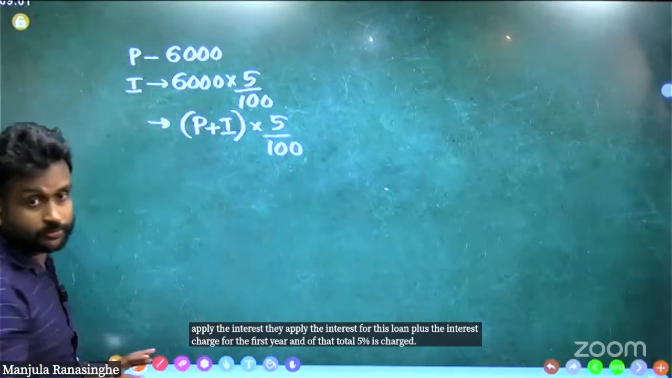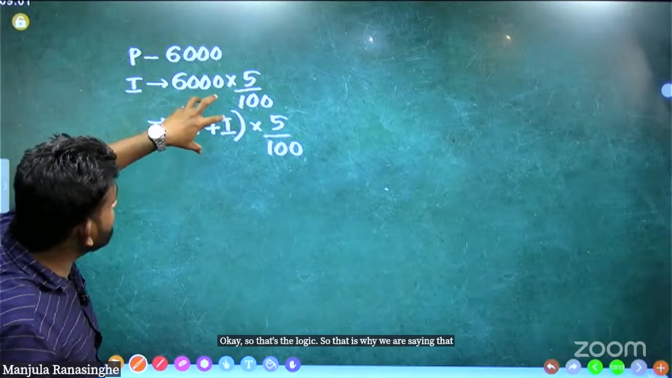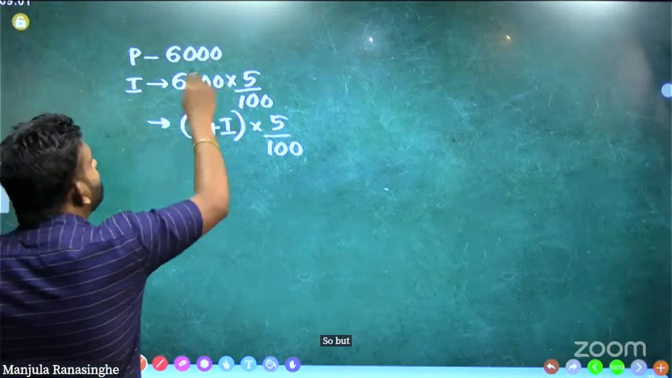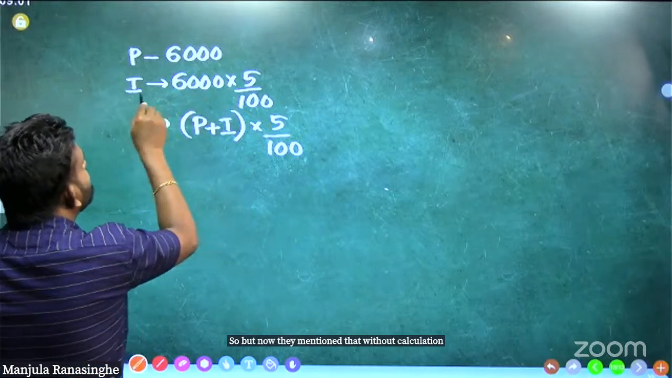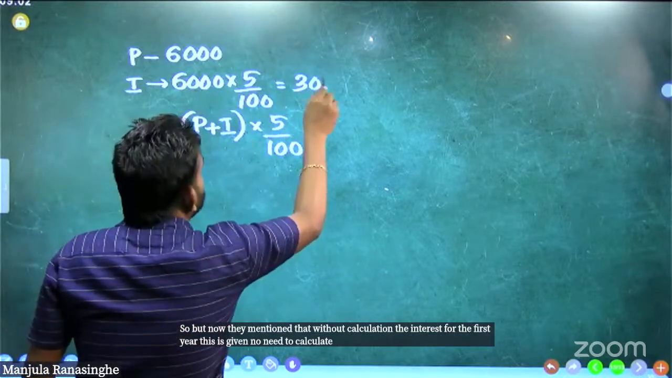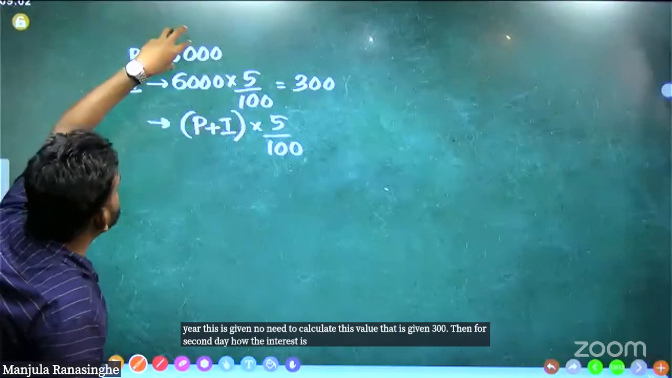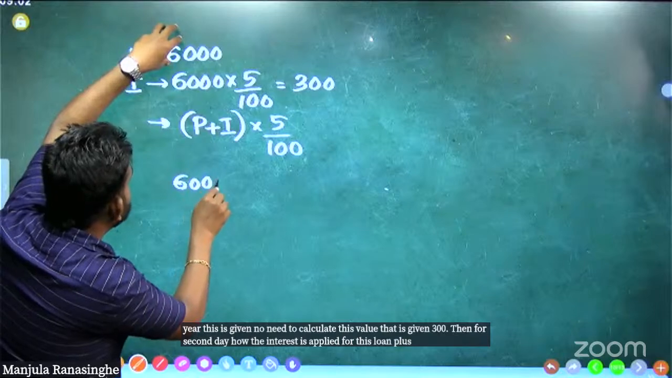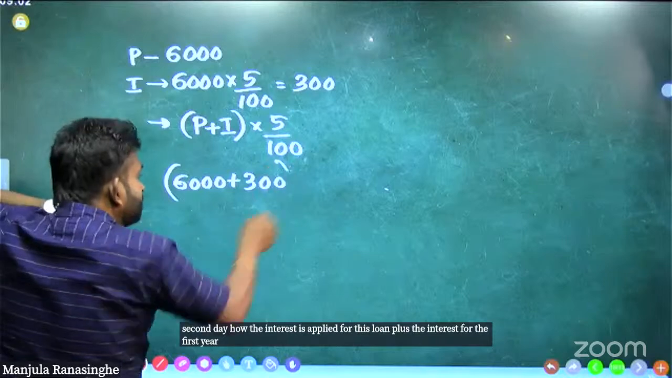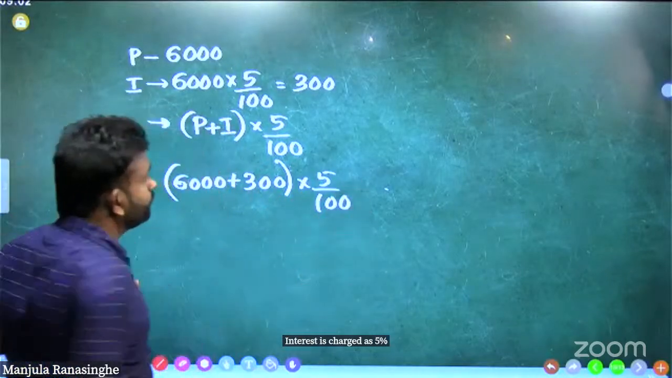Okay, so that's the logic. That is why we are saying that compound interest is applying interest to the interest also. Now they mentioned that without calculation, the interest for the first year is given. No need to calculate this value, that is given, 300. Then for the second year, the interest is applied to the loan plus the interest for the first year, right? For this total amount, interest is charged at 5% for year 2.